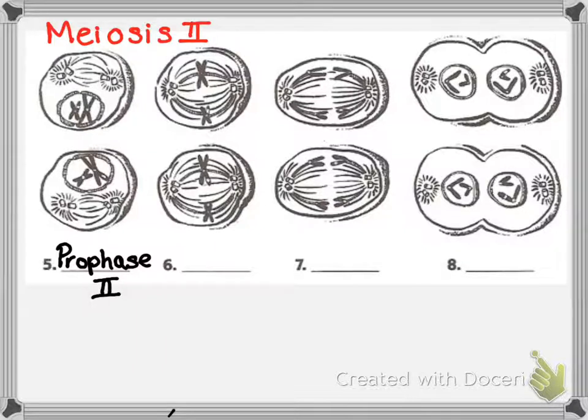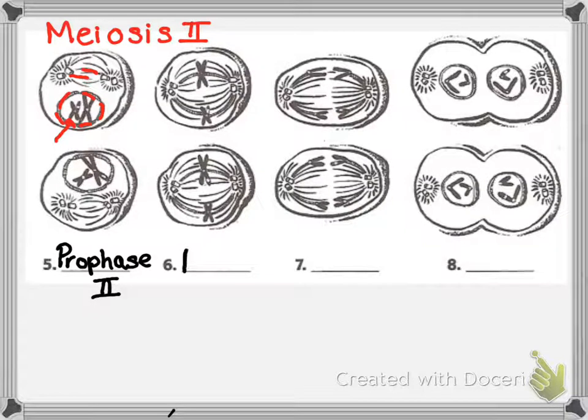Okay, and you guys need to write down the major events of prophase 2. So that's going to be similar to what's happened before. Okay, we're going to have the nuclear membrane break down, our spindle's going to start to form, and our chromosomes are nice and condensed.